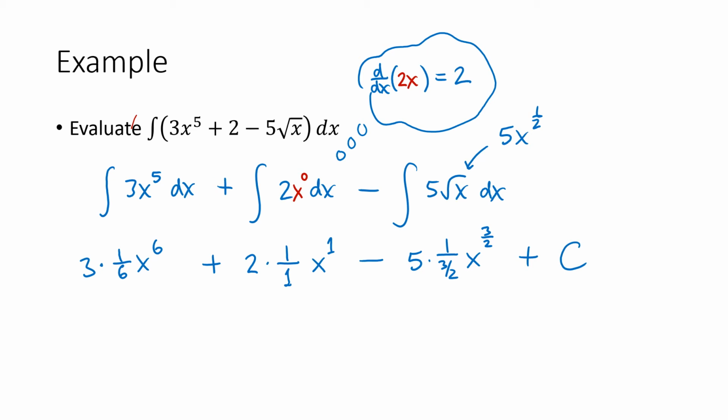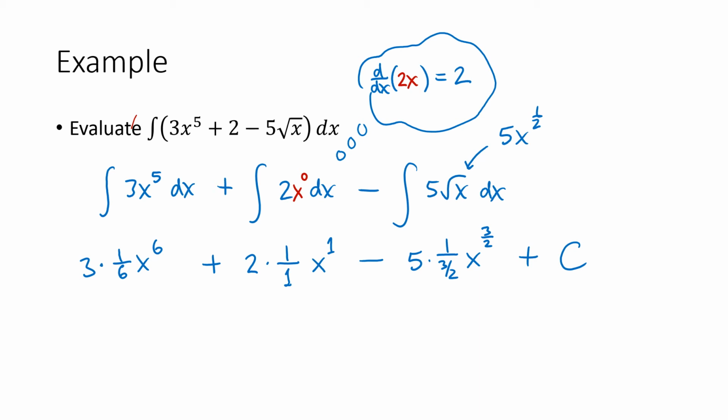Now, technically I get a little plus c at the end of each of these little antiderivatives, but then I could combine them all together into one big constant at the end, right? So if I had a bunch of constants all added together in my function, I could combine my like terms and get one big constant at the end. So that's typically what we do.